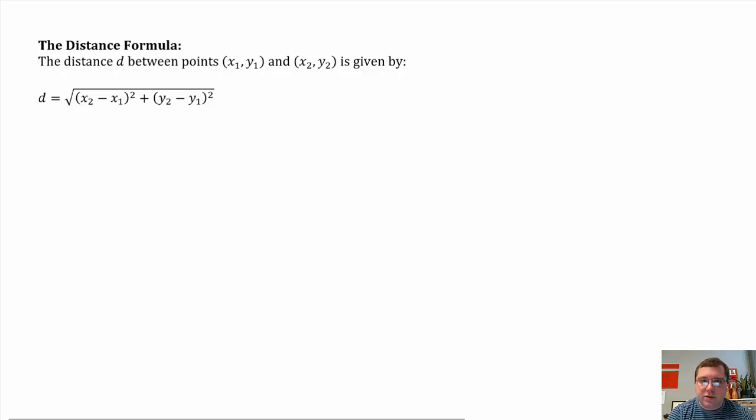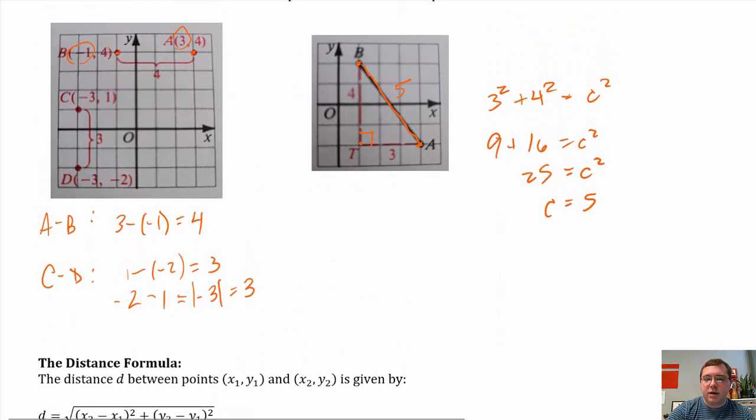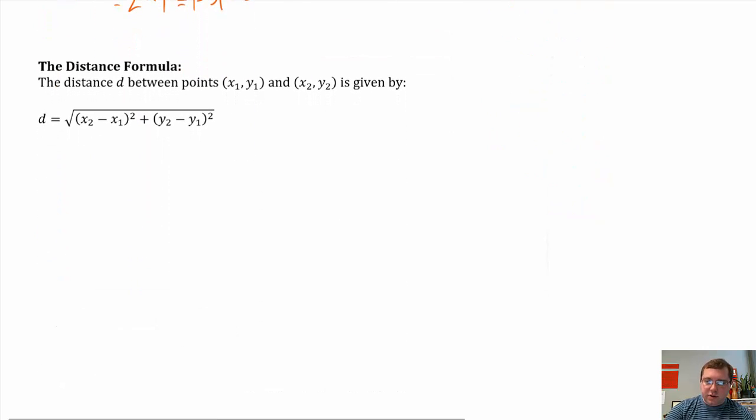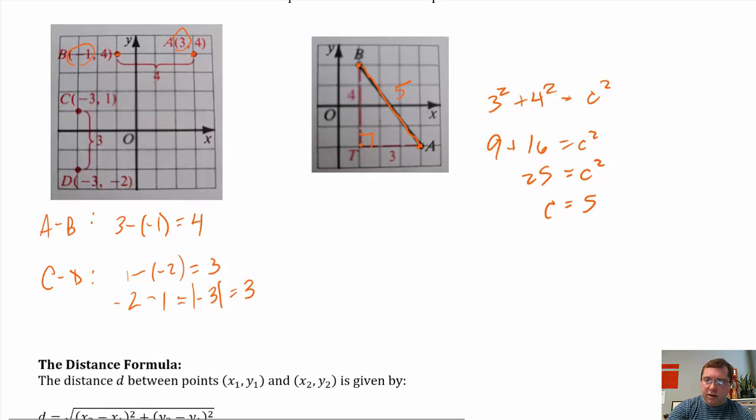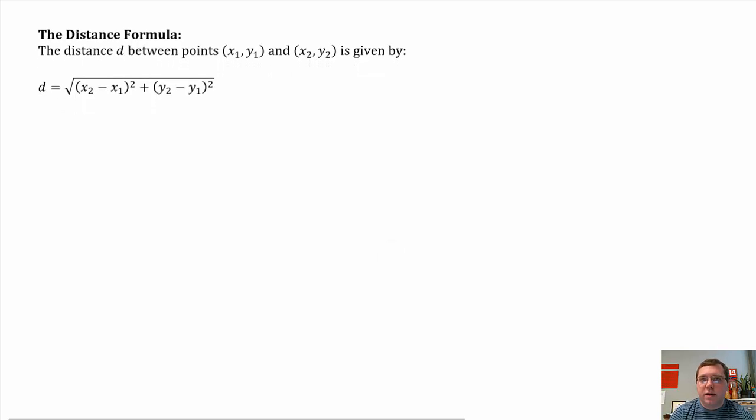So subtract the x-coordinates, square that. That's what 3 represents up here, subtracting the x-coordinates. We squared it and we got 9. Subtract the y-coordinates and square that. That's what 4 is. We squared 4 and got 16. And we added them together and we took the square root. So the distance formula is really just applying the Pythagorean theorem, but it does so directly in the form of a formula. So let's use that.